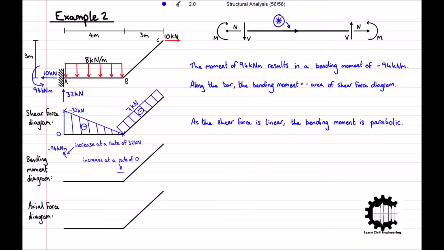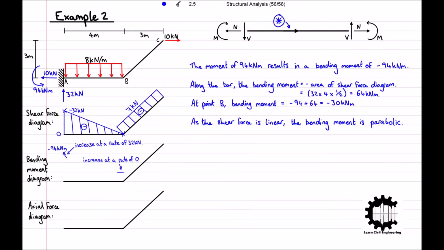As the shear force is linear across the bar, the area below the shear force diagram can be easily calculated using the formula for the area of a triangle. Between point A and point B, the area is equal to 32 times 4 times 1/2, which equals 64 kN. And as we know that the bending moment at point A is equal to -94 kN, we know that the bending moment at point B is equal to -94 plus 64, which equals -30 kN.